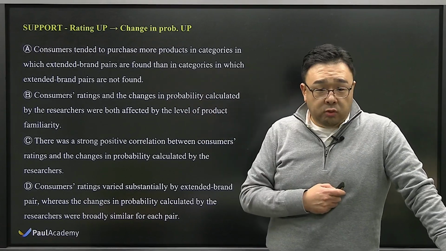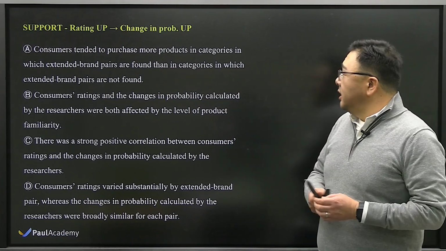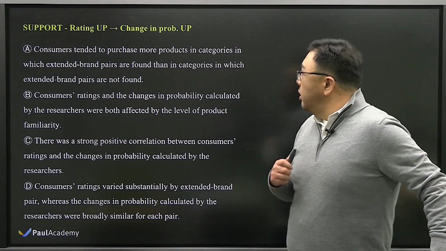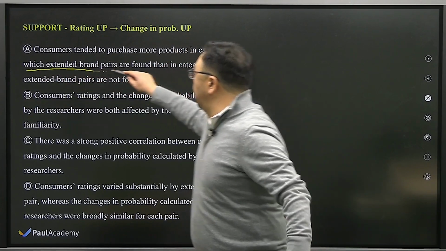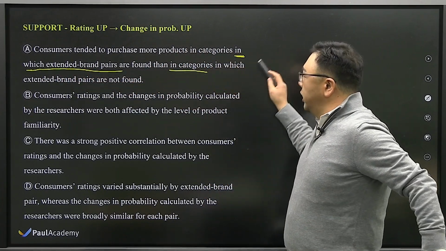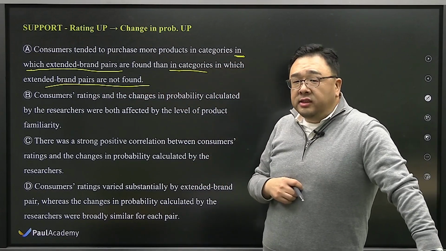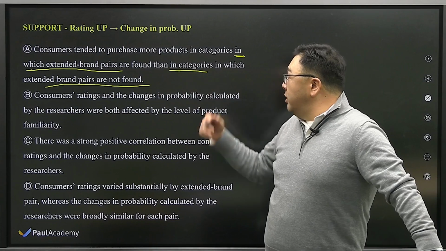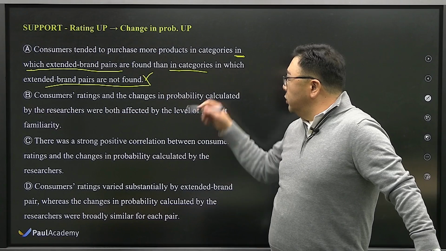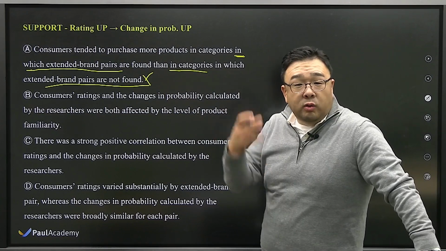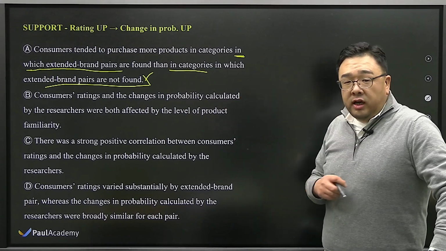And here are the choices that you'll be looking at from the test. The first one states that consumers tended to purchase more products in categories in which extended brand pairs are found than in categories in which extended brand pairs are not found. Now, the text stated that only the extended brand pairs were discussed. That would mean whatever the categories in which extended brand pairs are not discussed is irrelevant to the choice. So that one's obviously out of the way.